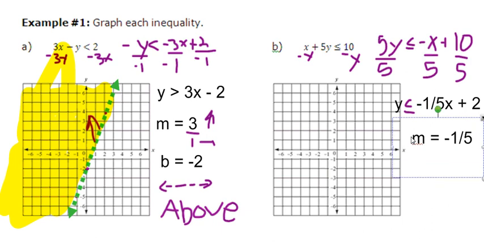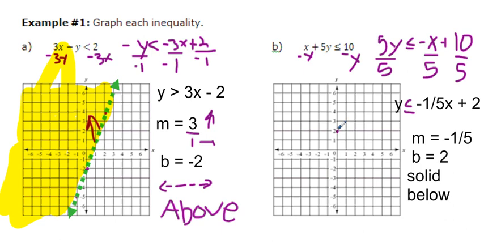My y-intercept is 2. Now, since I have an equal with my inequality, it's a solid line. And since it's less than, I'm going to shade below. So those are all the things that I need to think about. So I'm going to start. My y-intercept is 2, so I go up to 2.